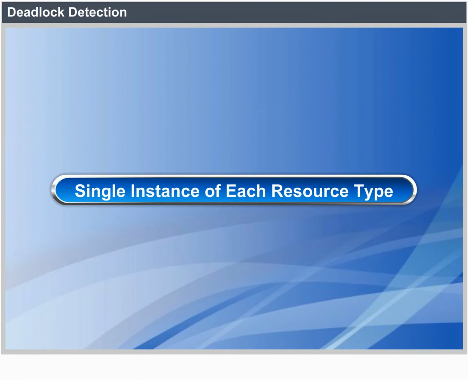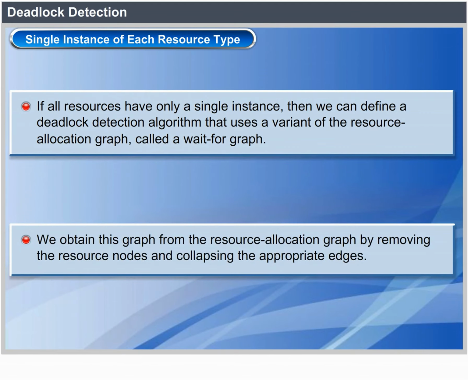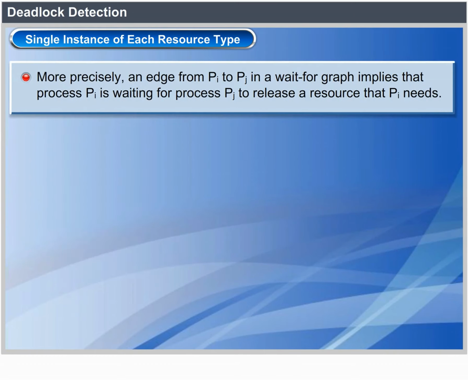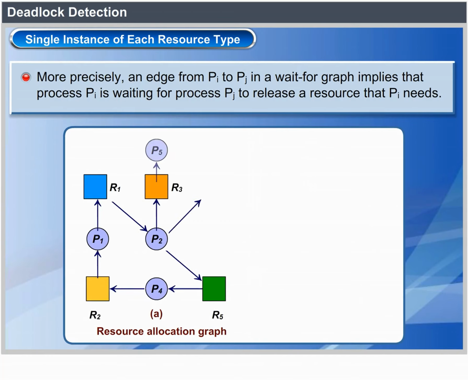If all resources have only a single instance, then we can define a deadlock detection algorithm that uses a variant of the resource allocation graph called a wait-for graph. We obtain this graph from the resource allocation graph by removing the resource nodes and collapsing the appropriate edges. More precisely, an edge from Pi to Pj in a wait-for graph implies that process Pi is waiting for process Pj to release a resource that Pi needs.